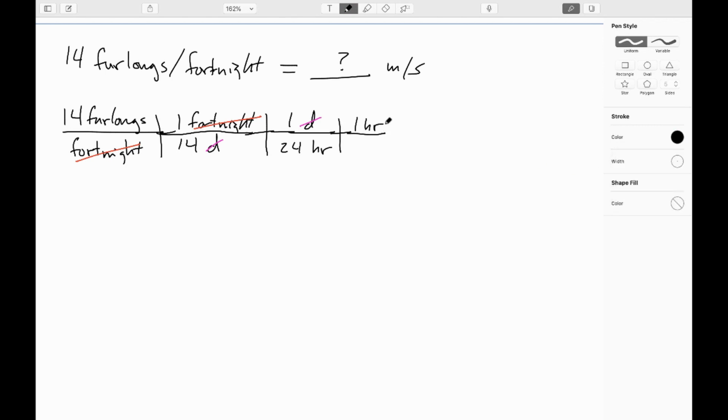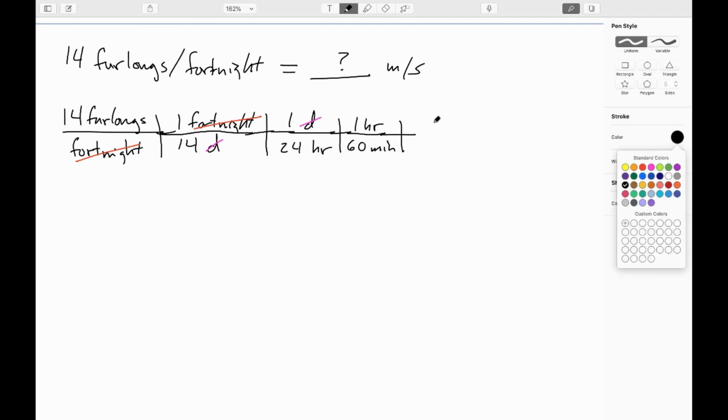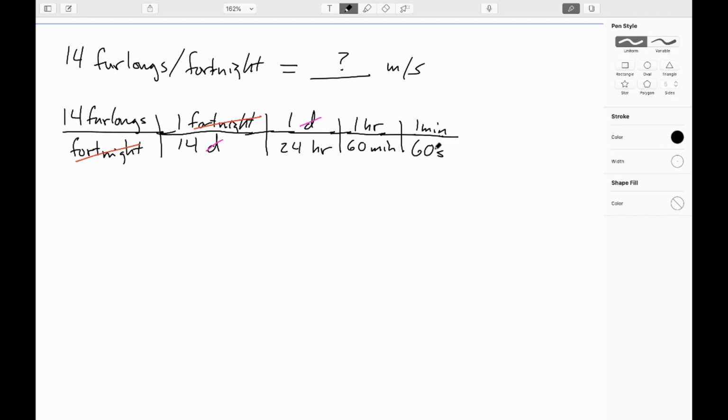I can do an hour in the numerator and put 60 minutes in the denominator. And then I can put a minute in the numerator, put 60 seconds in the denominator. Yay, I've hit my target unit here. And while we're going along, we should probably make sure that our units are continuing to cancel.